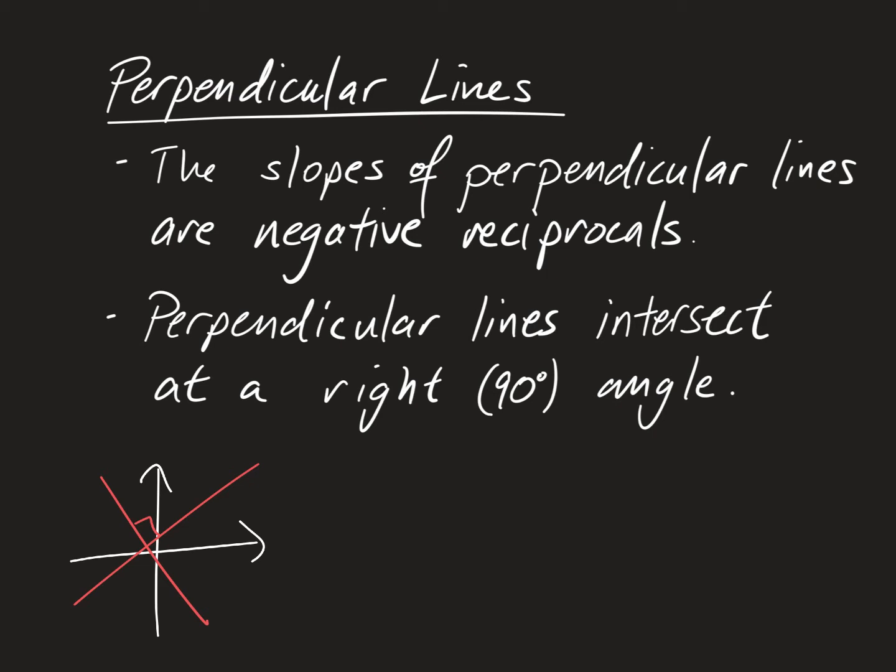Now, when I say the slopes are negative reciprocals, say, for example, the slope of the positive line here is 3, and the slope of the negative line here is negative 1/3. Negative reciprocals are numbers that have opposite signs, and the numbers are reciprocals, aka they are flipped versions of one another.